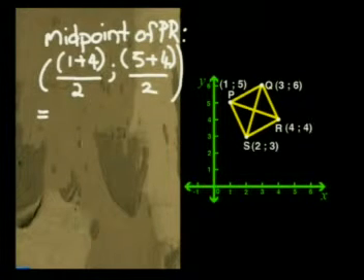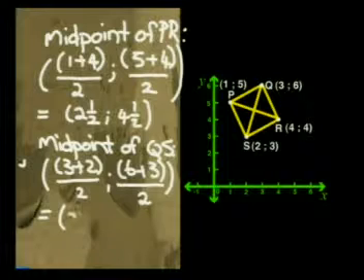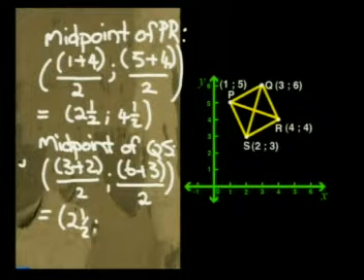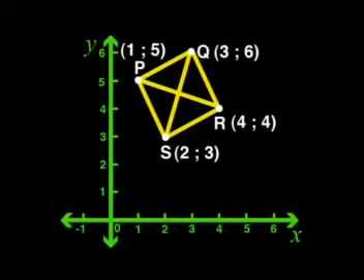That's going to be (2.5, 4.5). And if we do the same for QS, we find the midpoint of QS is also (2.5, 4.5). So the midpoints of both lines are the same point. Since they're the same point, we know that the diagonals bisect each other. But we haven't shown that they're 90 degrees to each other yet.